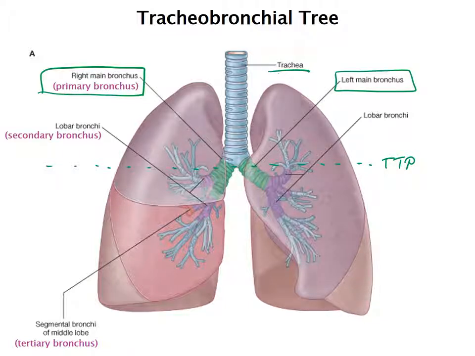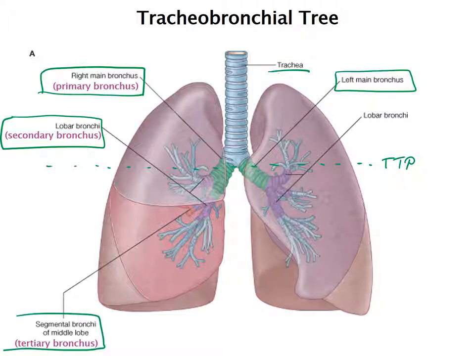The main stem bronchi, shown in green, will then divide into the lobar bronchi, shown in purple, which are also called secondary bronchi. And those secondary bronchi divide even further into tertiary bronchi, also referred to as segmental bronchi, shown here in red and even in white as well.